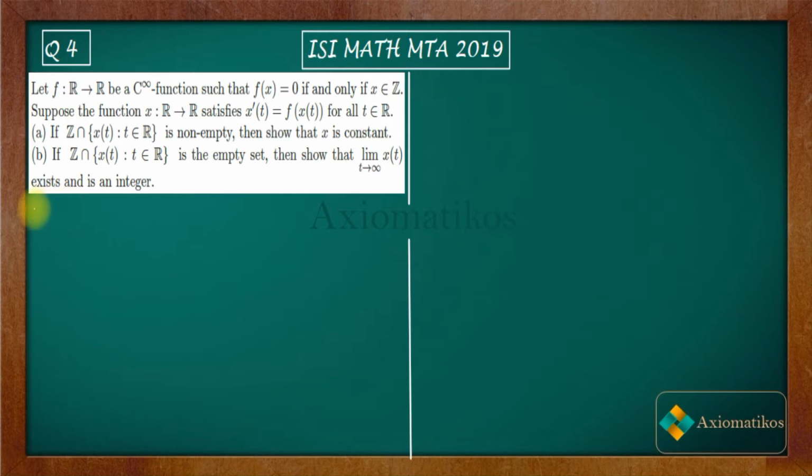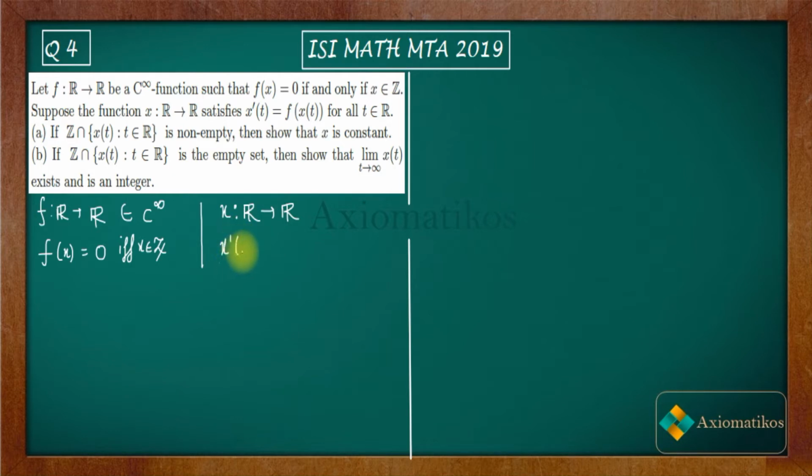Alright, so see what's given to us. We are given a C1 function from R to R, and it has the property that f belongs to C infinity. Now f(x) is 0 if and only if x belongs to Z. Now they are defining another function x from R to R with the property that x'(t) should be f of x(t). Now in your question, if f is infinitely many times differentiable, so will be x'(t), since x'(t) is a composition of f over x(t). That means because of this differentiability of f, we will get x'(t) differentiable.